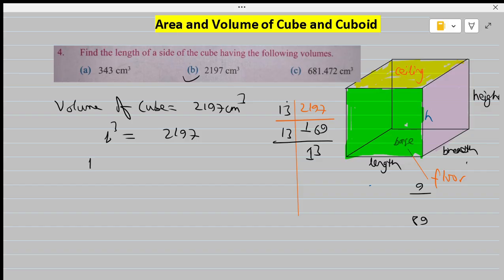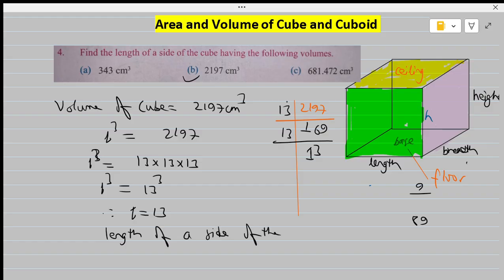So it gives L cube equal to 13 into 13 into 13, so we get 13 cube. As the powers are the same, we say L equal to 13. So the length of the cube, or length of each side of the cube, is 13 centimeter. So I made it clear with number 4. B and C you can try yourself. So now I'll clear for number 5.